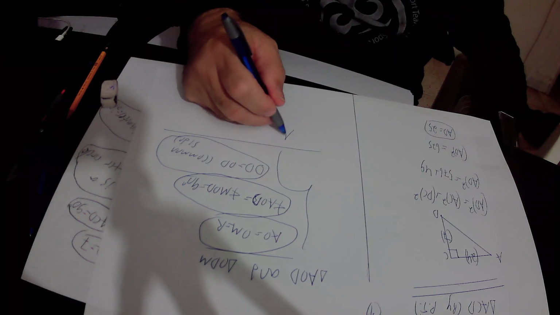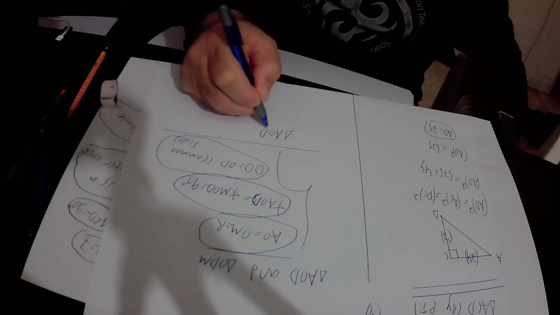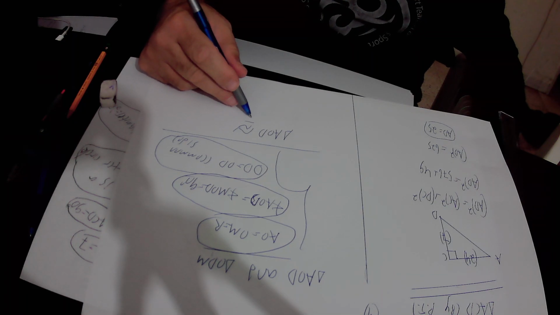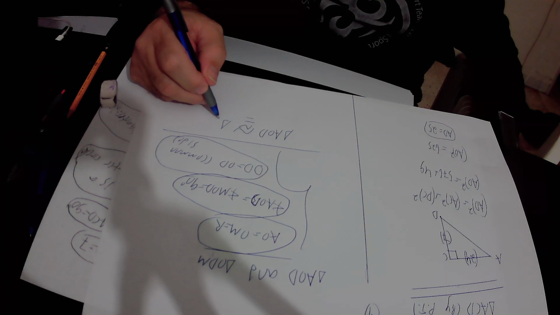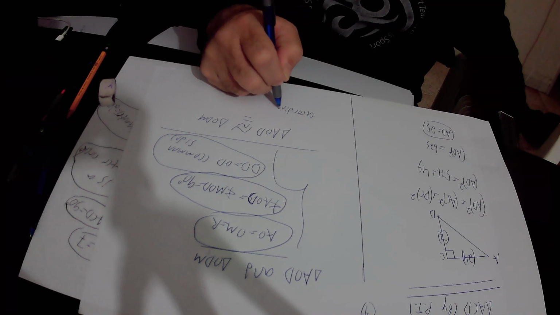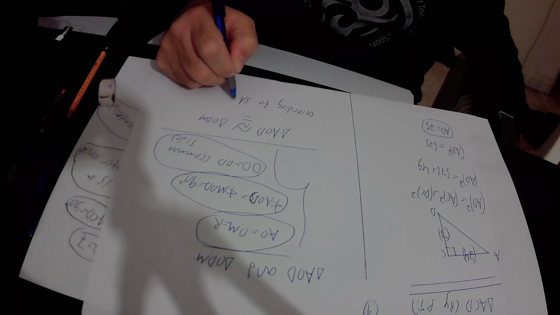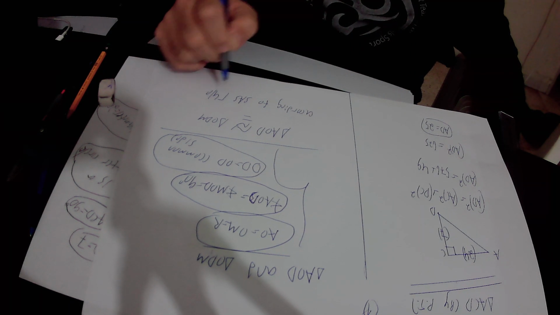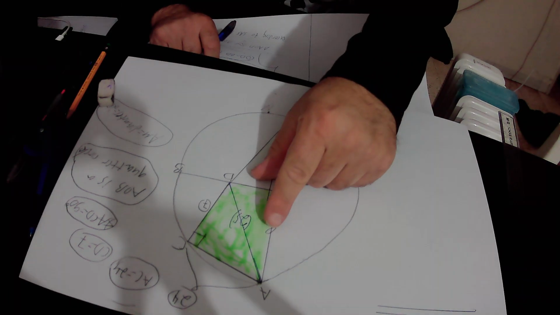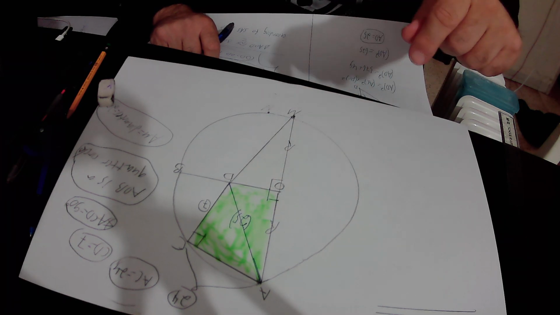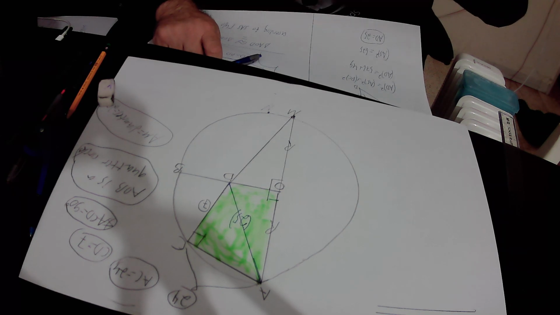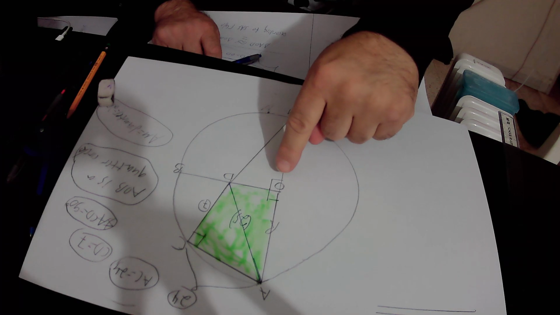The green triangle AOD is congruent to the white triangle ODM according to the side angle side rule. That is to say, those two sides and the angle between those two sides are correspondingly congruent to those two sides and the angle between those two sides in the white triangle.